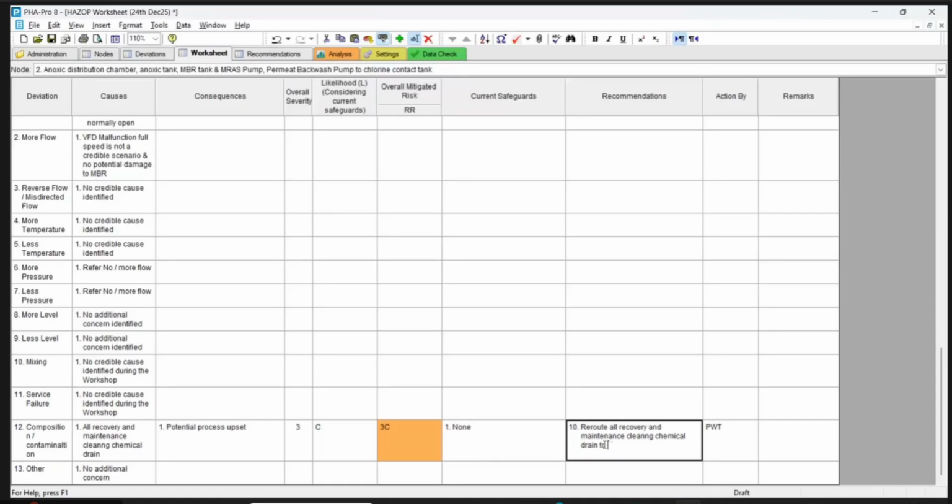In the balancing tank, they have the pH and temperature. Okay. If you did not put it there, then we can take one note. We can take one recommendation. Yeah, no, I'm putting it here. So reroute all the recovery. Where to reroute? Reroute to the balancing tank instead of the anoxic.